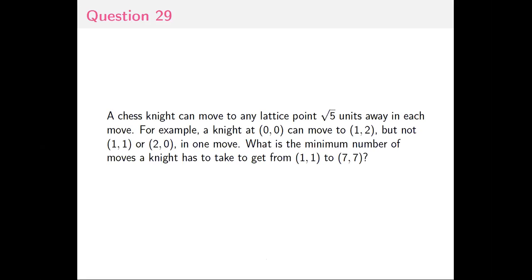A chess knight can move to any square root of 5 units away in each move. For example, a knight at origin can move to 1 Catherine. That is correct. So Catherine wins with 3. Richard stays at 1. And congratulations, Catherine. Also, congratulations to Richard for making it this far. Yeah, GG to everyone. Congratulations to everyone that participated. Give us 5 minutes to set up the awards presentation.